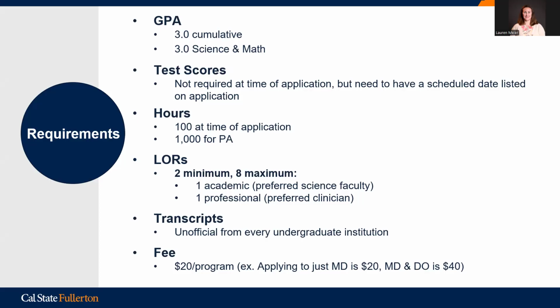And there is a $20 program fee. This is not per school, it's per program. So you can apply to 20 MD programs and it's $20. But if you apply to 20 MD programs and 1 DO program, that's $40. We are going to write a completely separate letter for the DO programs because it is a different focus. And so that's why that differentiation is there.